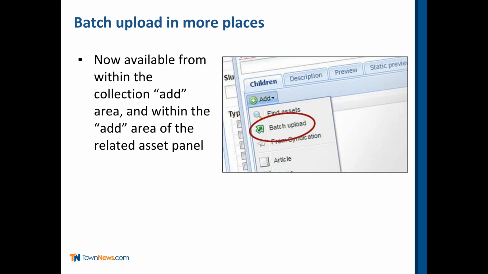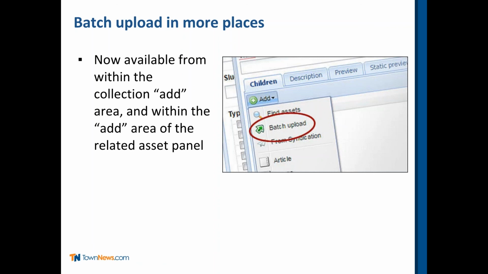It's now available in a collection asset where you go to children and then add. You can now batch upload directly into the collection. So you don't have to batch upload into just the general editing panel. Sometimes people would keyword all of them, then wait till they go in and then search for them and then add them. So this hopefully will save a lot of steps.